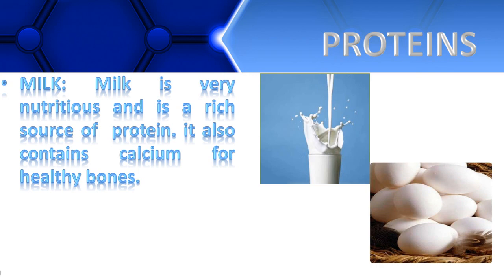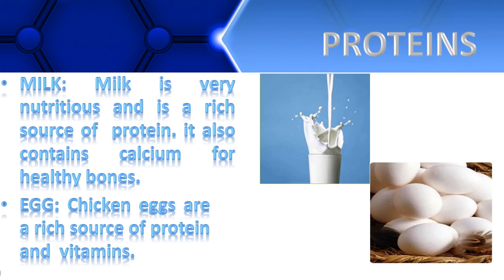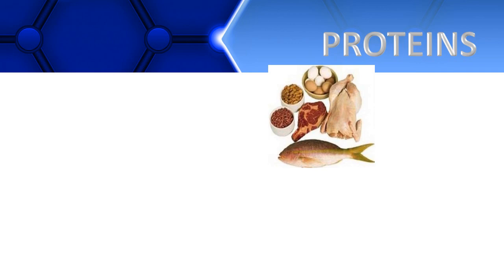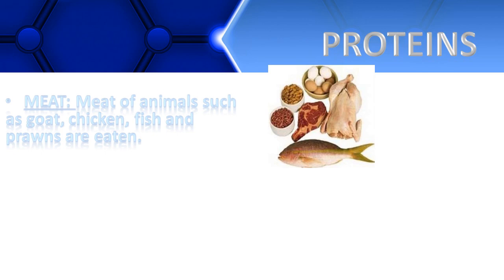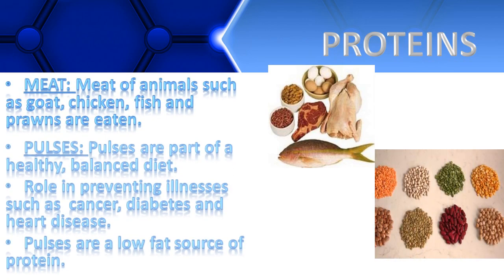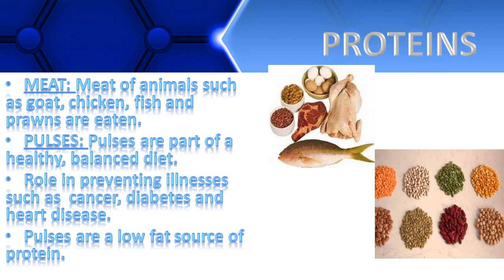Chicken eggs are also a rich source of protein and vitamins. Proteins are also obtained from the meat of animals such as goat, chicken, fish, and prawns. Pulses are also part of a healthy balanced diet. They help to prevent illnesses such as cancer, diabetes, and heart disease, and they are low fat sources of protein.